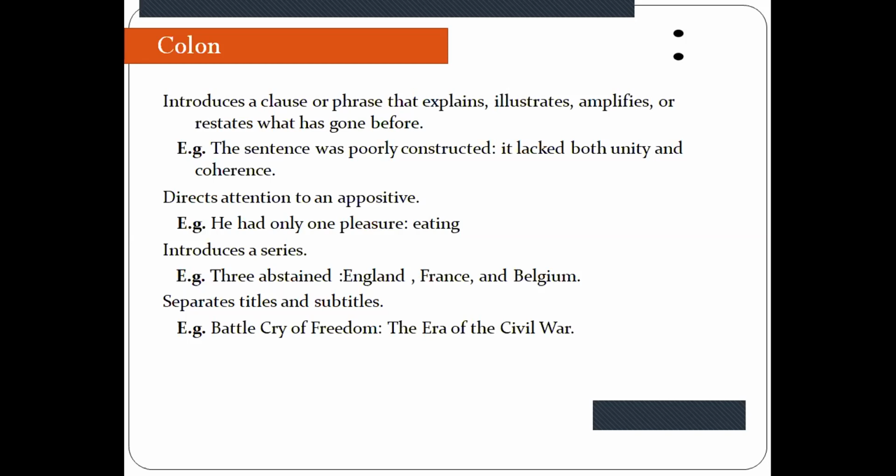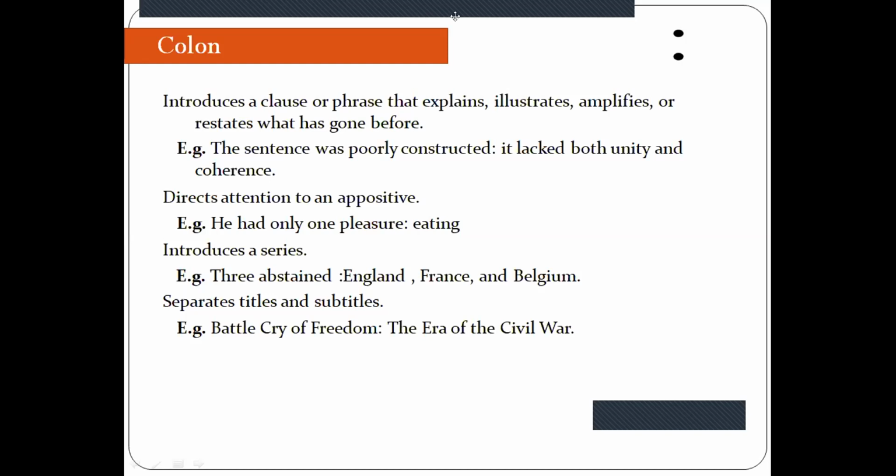Now, the colon separates titles and subtitles. For example, Battle Cry of Freedom: The Era of the Civil War. I have a book that I wrote. It's called Functional Writing: A Simplified Vital Life Skill. You see, the biggest title is Functional Writing, then the subtitle is a simplified guide for writing. So that is a colon.